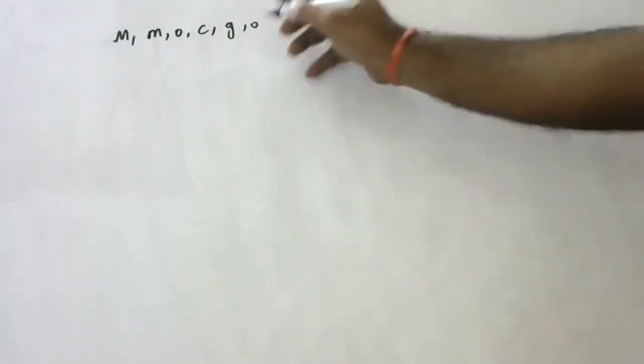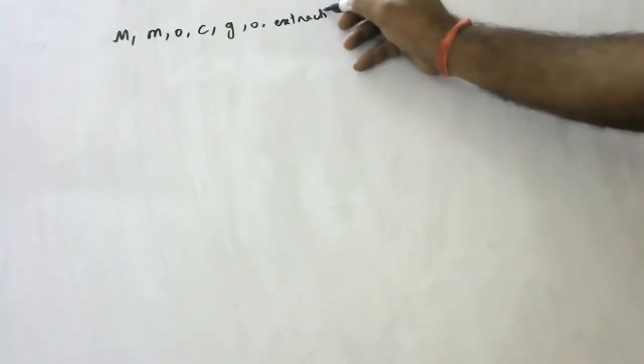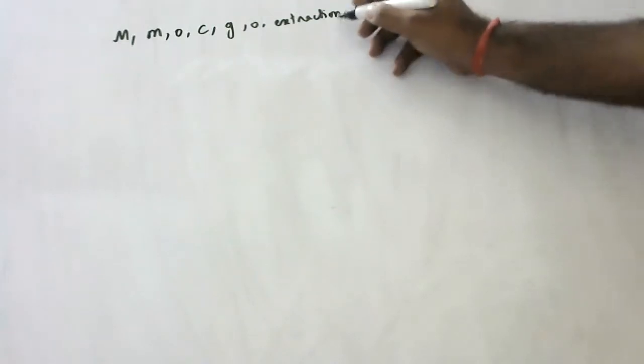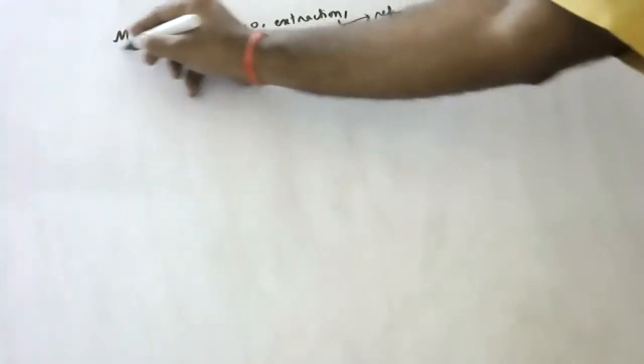Then we'll subject it to oxidation. What is oxidation? We'll convert the ore into oxide. Why do we convert ore into oxide? Because removal of oxygen is easy. Then after oxidation, we'll go for extraction, meaning we'll remove the oxygen. If you remove the oxygen, you'll get the metal. And that metal which you're getting, we'll subject it to refining. This is how it is done, children.